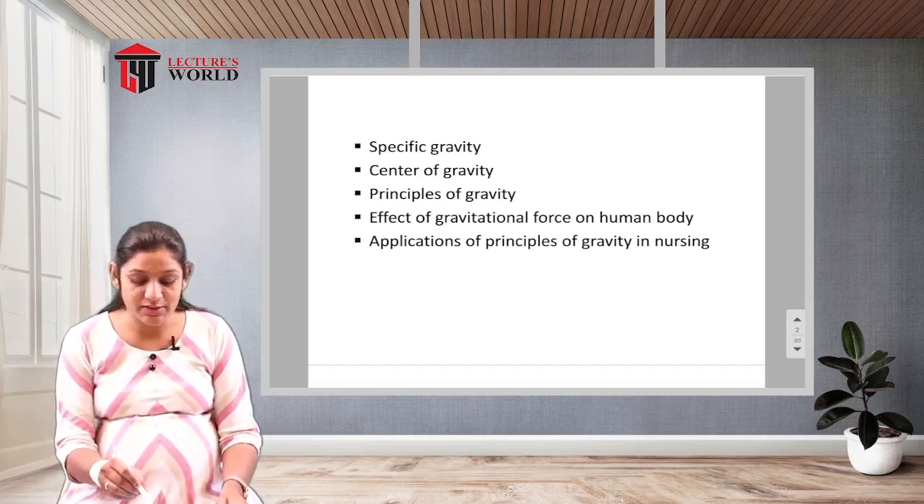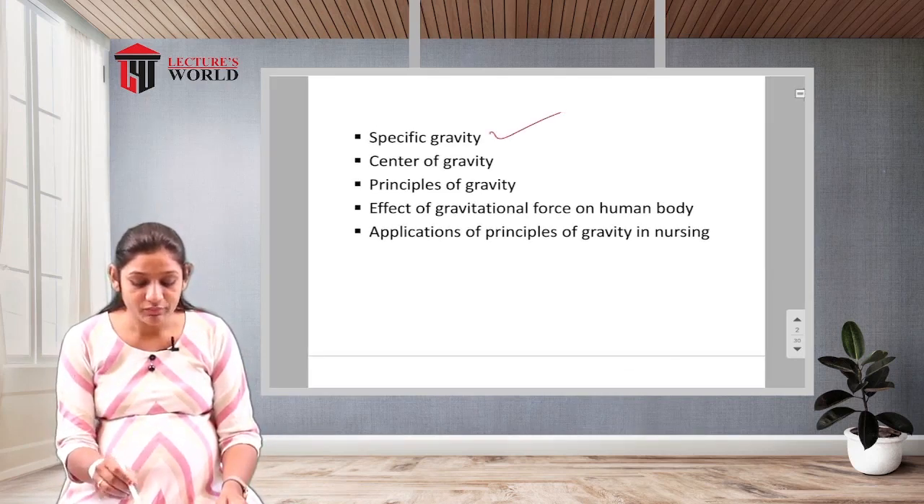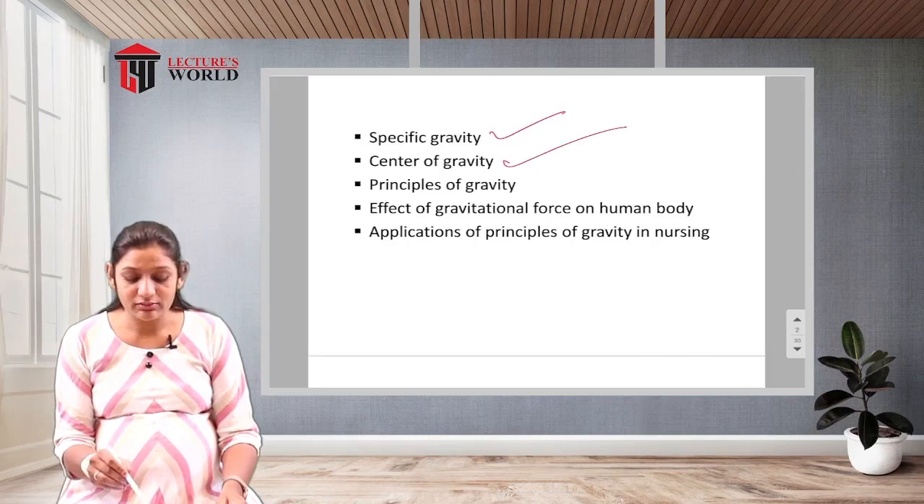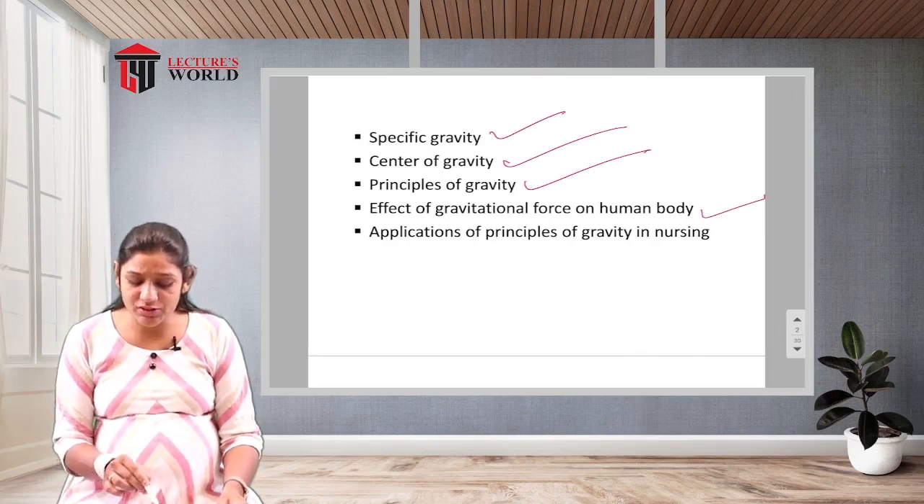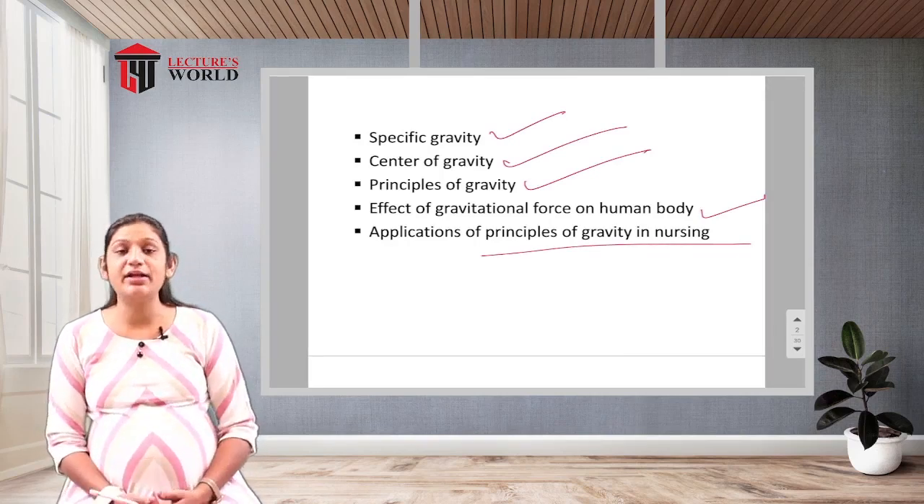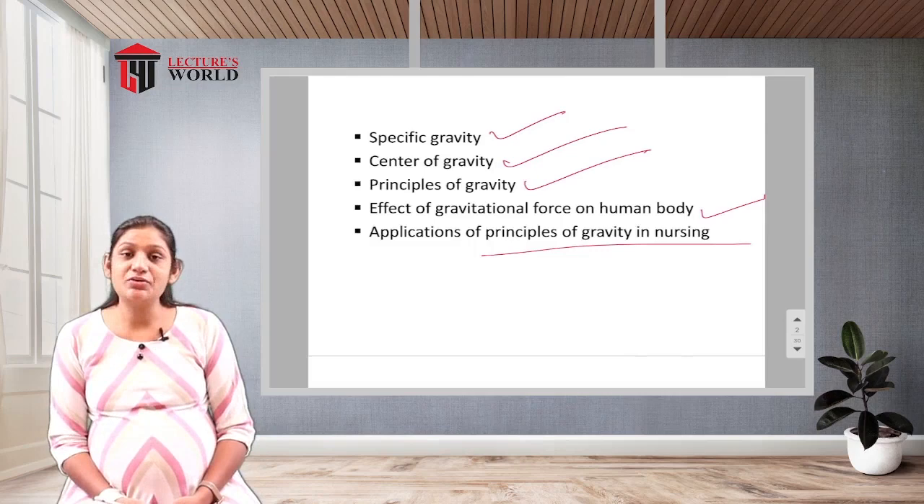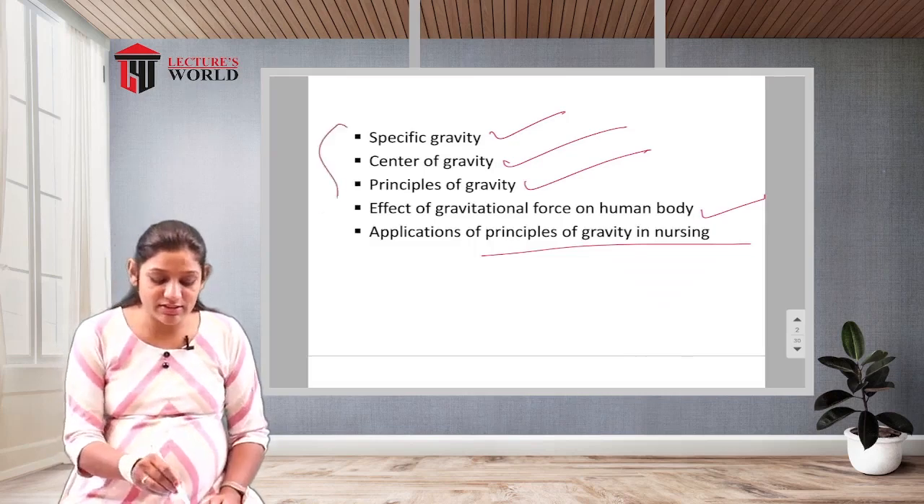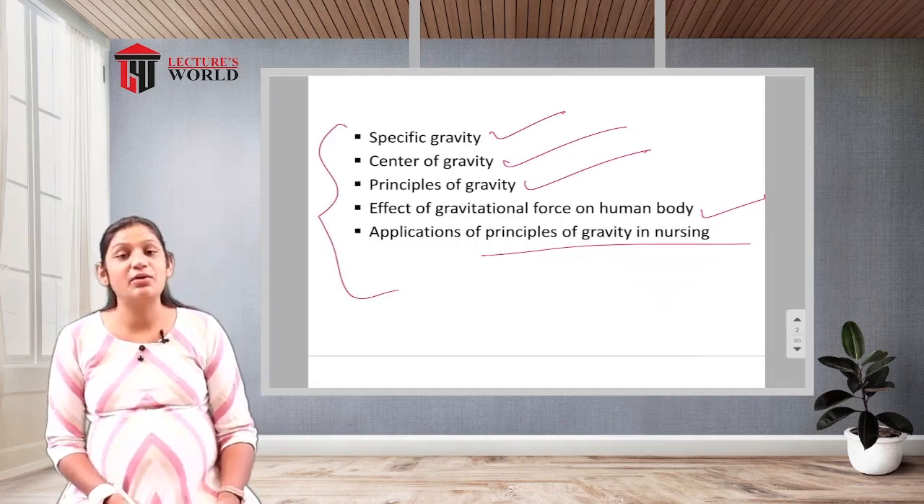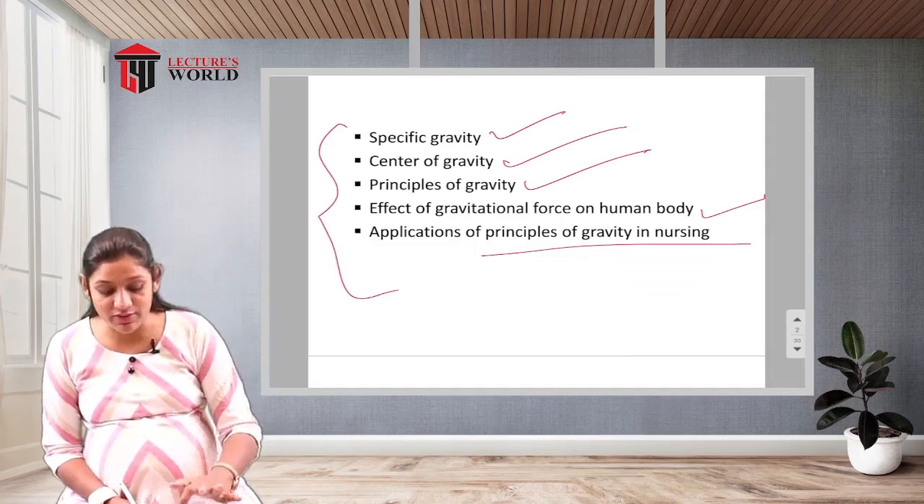First one, specific gravity, center of gravity, principle of gravity, effect of gravitational force on the human body, and applications of the principle of gravity in nursing. Why should we study gravitational force for nursing purposes? So these are the various things and contents we have to study in the gravitational factor.